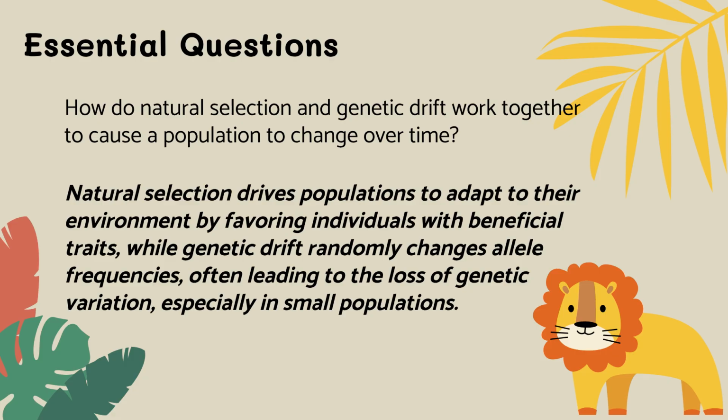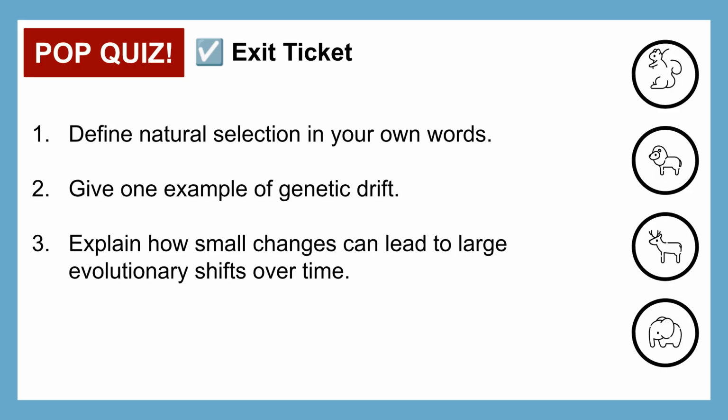To answer the essential question, natural selection drives populations to adapt to their environment by favoring individuals with beneficial traits, while genetic drift randomly changes allele frequencies, often leading to the loss of genetic variation, especially in small populations. To conclude, define natural selection, give one example of genetic drift, and explain how small changes can lead to evolution.